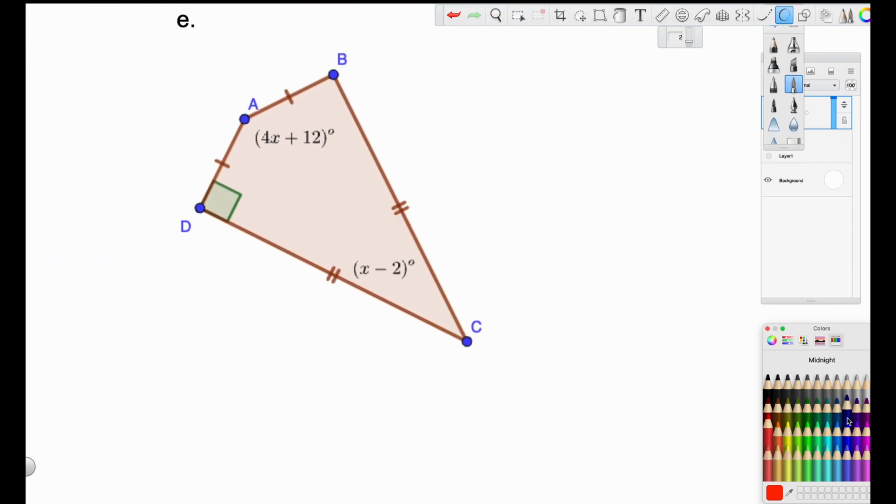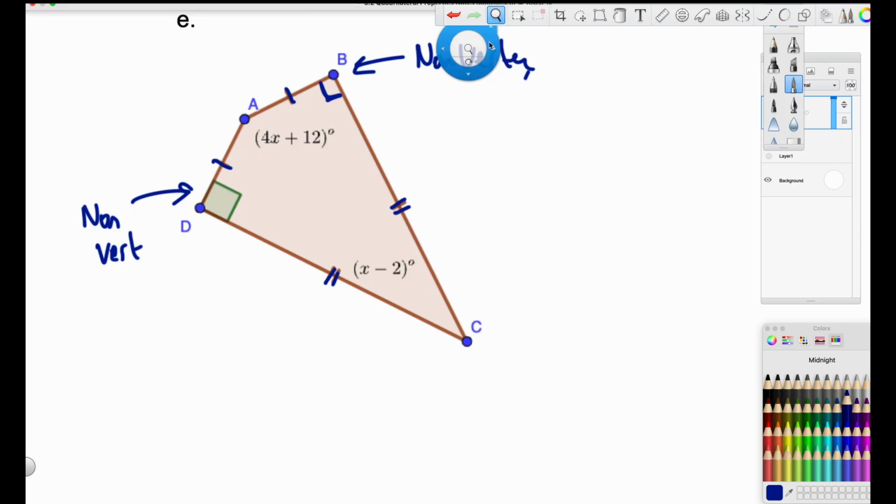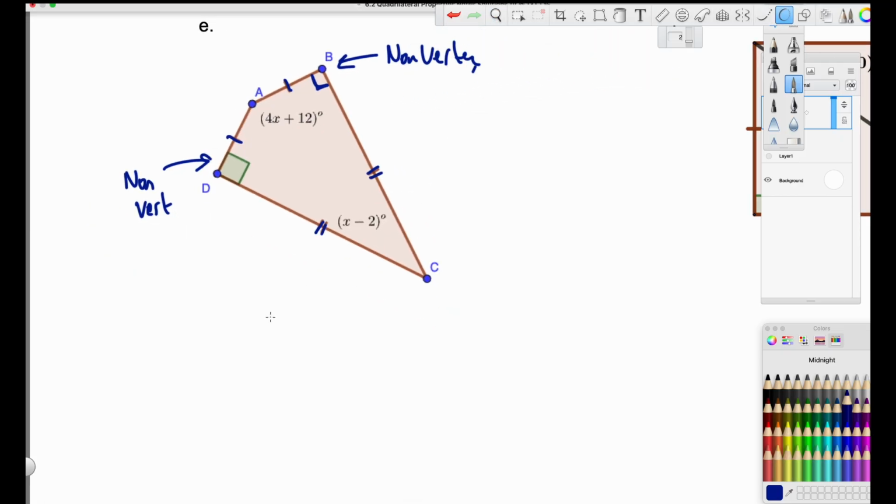All right, what do we have here? Looks like another kite. So D is a non-vertex angle, and so is B. And the property of kites says that these are congruent, so this means this has to be 90. And I've got my vertex angles 4x plus 12 and x minus 2. This is very similar to the one we just did. We're just going to add all 4 angles and set it equal to 360.